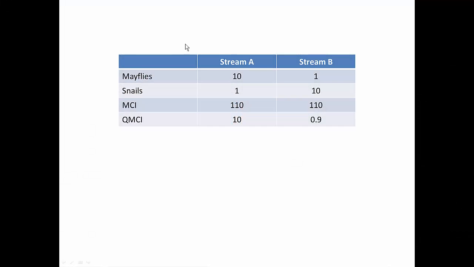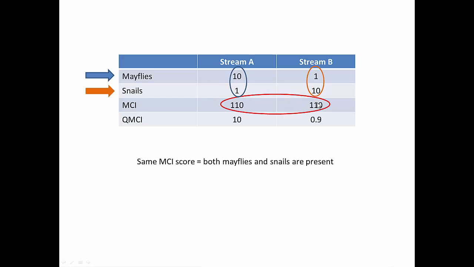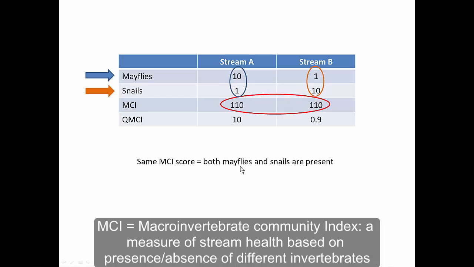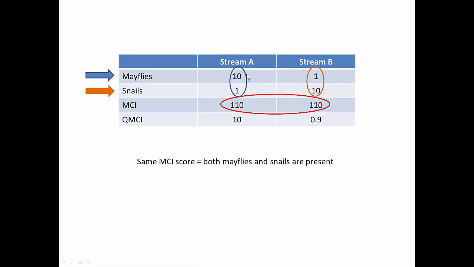A problem with the MCI, however, is that it considers only the presence or absence of a particular animal. So imagine two streams, as you can see here. Stream A has got 10 mayflies and 1 snail, and stream B has got 1 mayfly and 10 snails. Now, ironically enough, as we can see here, the MCI scores are identical, despite the fact that the overall relative contribution is very different.